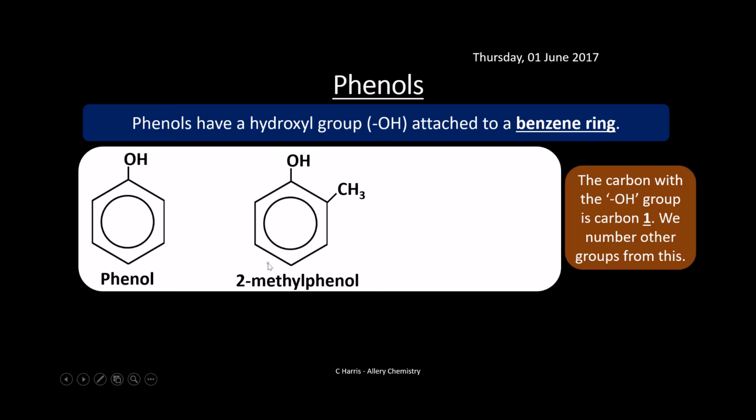This is just another example. This is 2-methyl phenol. So what we've done is added another branch onto this. But basically we treat the OH group as carbon number 1 and we number from that. So this one has to be carbon 2 because that's the next lowest number that we can use. So this is 2-methyl phenol, as you can see there.